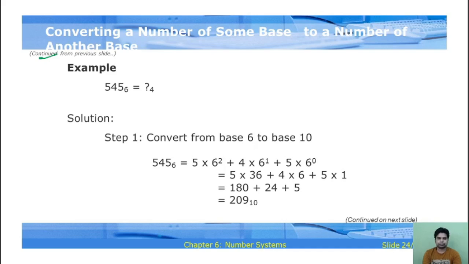The number is 545. These are important concerns for the number system. So here we have 545, and you have to convert it into another number system.